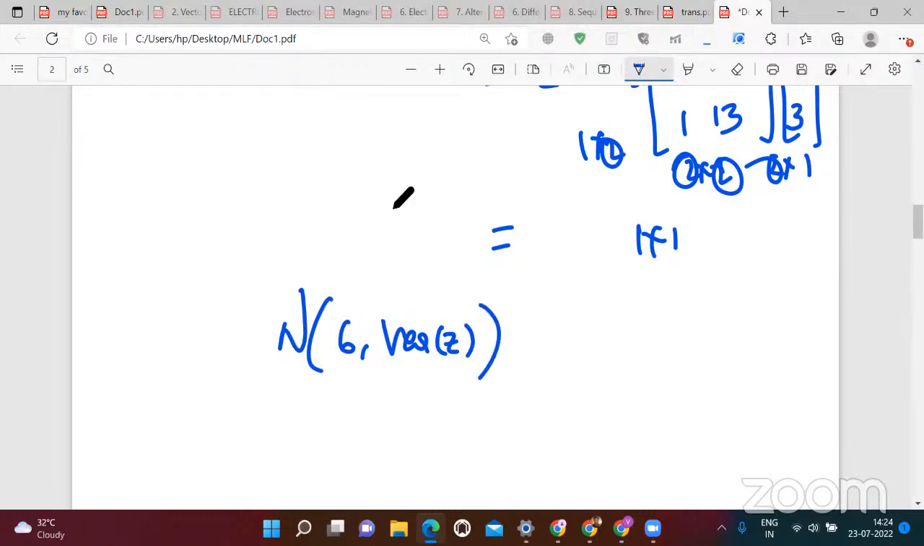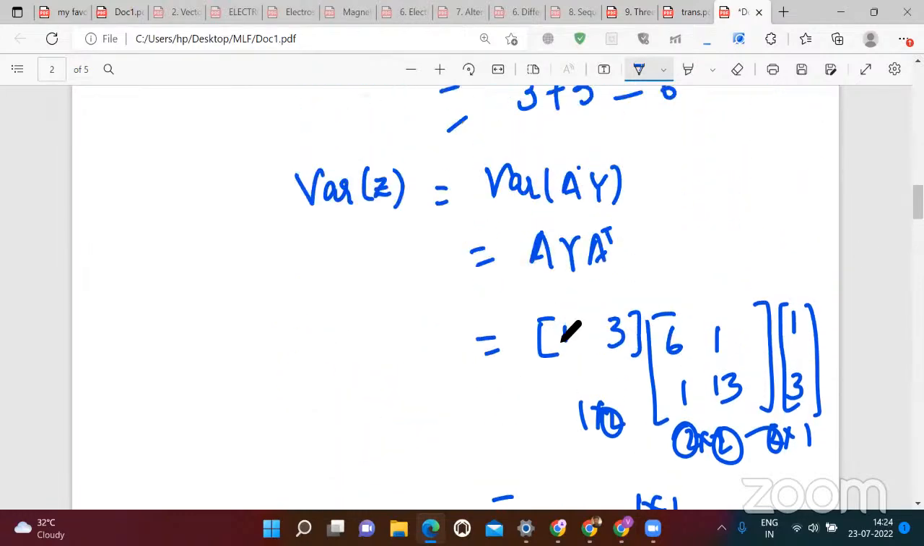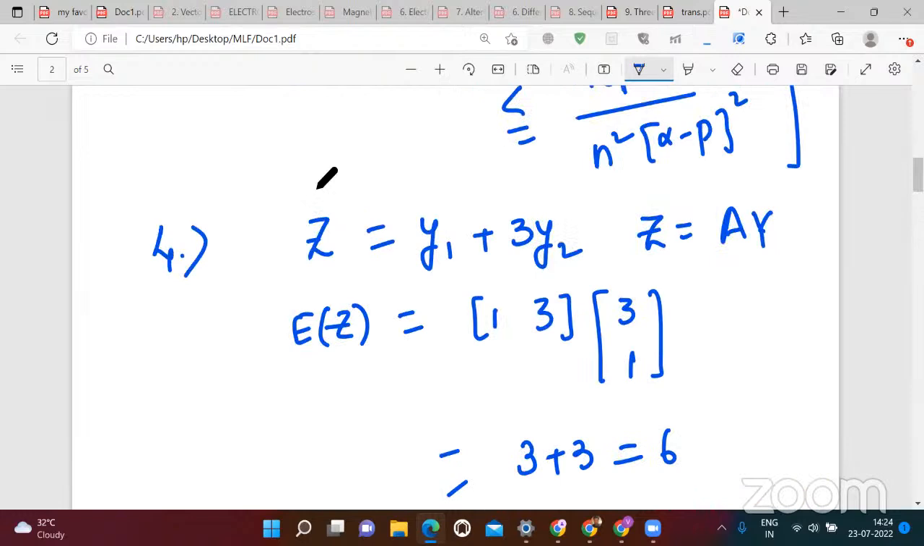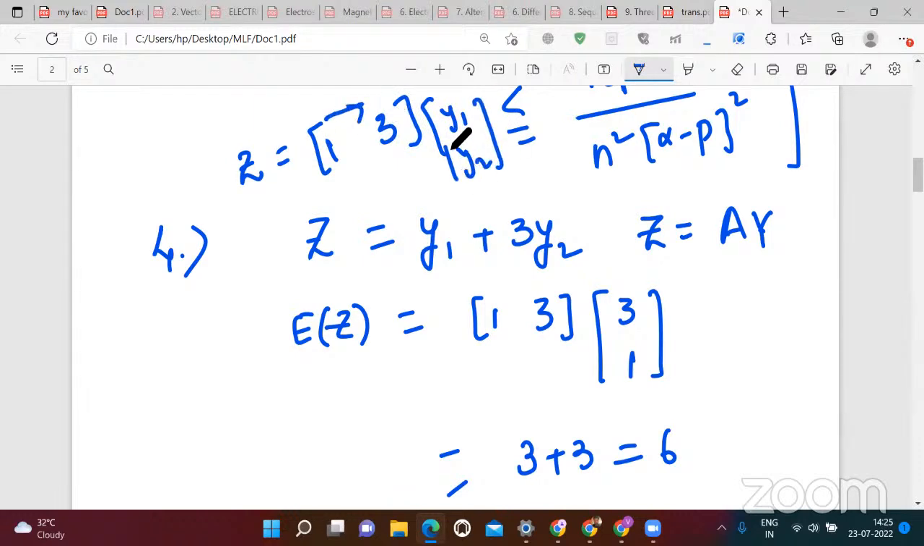Sir, from where are we getting the A matrix? Yes, so I just wrote this Z like this. If you see this Y, I can write this in the form of 1, 3, and Y1, Y2 like this. If you multiply this, you get Y1 plus 3 Y2. So this is how I wrote it.